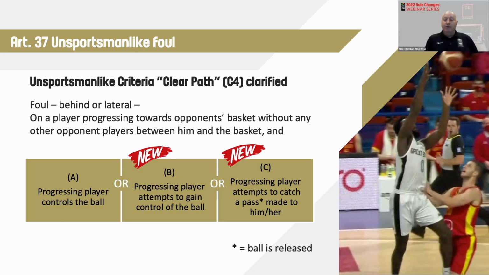So again, we maintain the basic criteria of our C4 automatic unsportsmanlike foul, foul from behind or laterally, and the player must be a progressing player going towards the opponent's basket without any other opponent players. But we have 3 situations. The progressing player is either in control of the ball, attempting to gain control of the ball, or attempting to catch a pass that is made to him, and that pass may be significantly behind the player, the key being the pass has been released when the illegal contact occurs. Let's have a look at 3 videos that will show us in sequence each of these scenarios. Our progressing player controlling the ball, attempting to gain control, or waiting to catch a pass.